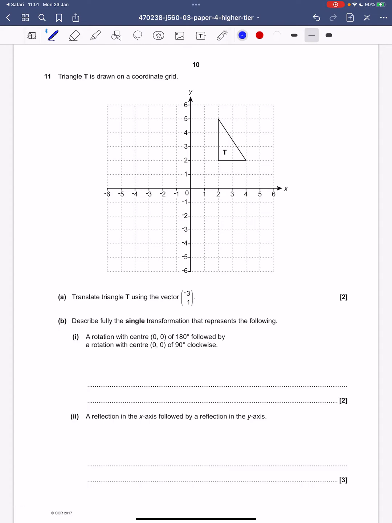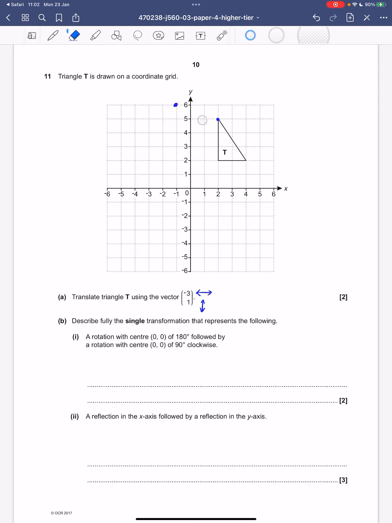question 11. Triangle T is drawn on a coordinate grid. Translate triangle T using the vector -3, 1. Right, so the top one is the horizontal motion and the bottom one is the vertical. So each corner, -3, 1, 2, 3, and then plus, and it's +1 vertically.